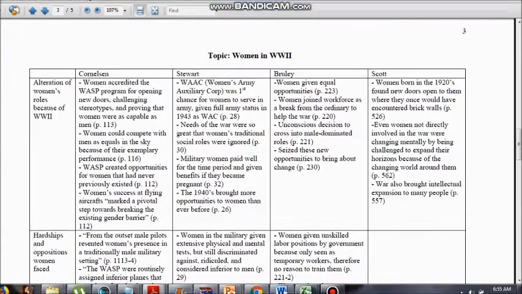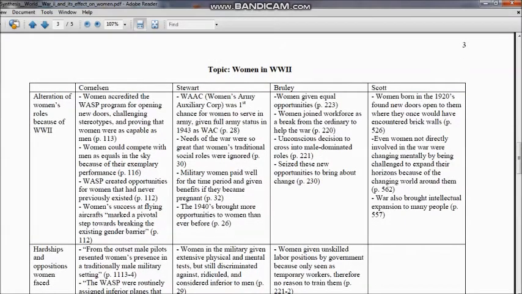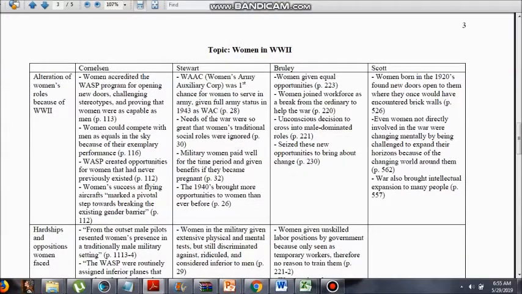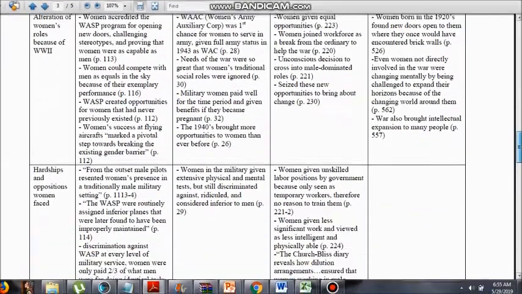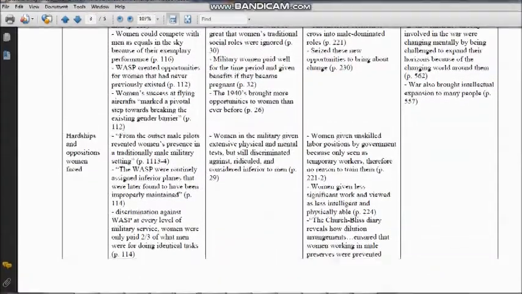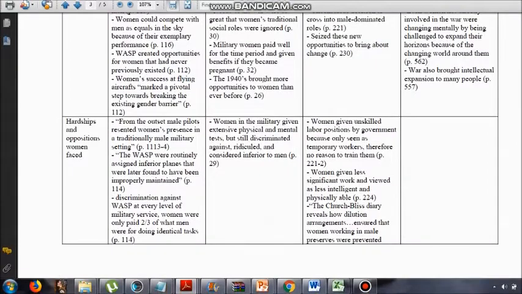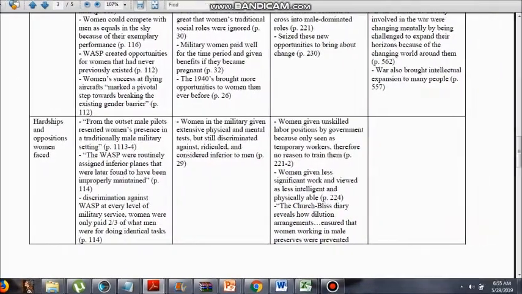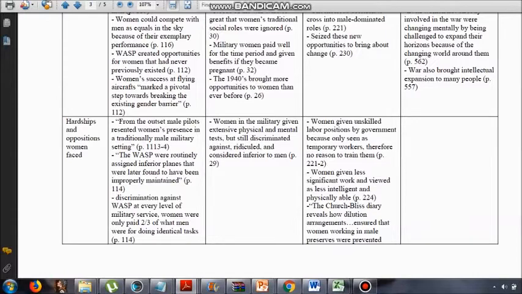Similarly for Stewart, what he has to say for the alteration. Now I'm going to read at least a few points so that you get the flow and understand what exactly is taking place and how this one helps you in your own literature review. First one, I've read it. Let's go for Stewart. WAAC, that is Women's Army Auxiliary Corps, was first chance for women to serve in army, given full army status in 1943 as WAC, page number 28.